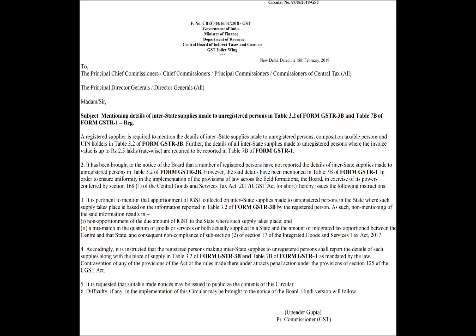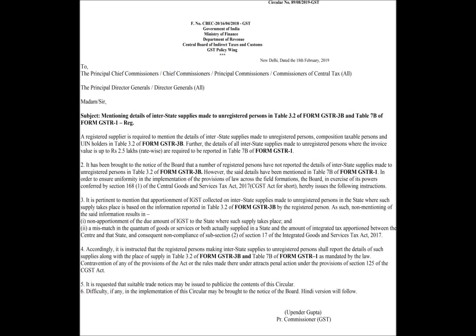In this regard, CBIC has recently issued a circular number 89, dated 18th February 2019. Before issuing this circular, Department has observed from various GSTR 1 and 3b filed by taxpayers that a number of taxpayers are not providing detail of interstate supplies made to unregistered person in Table 3.2 of GSTR 3b. However, they are reporting this detail in Table 7b of GSTR 1.